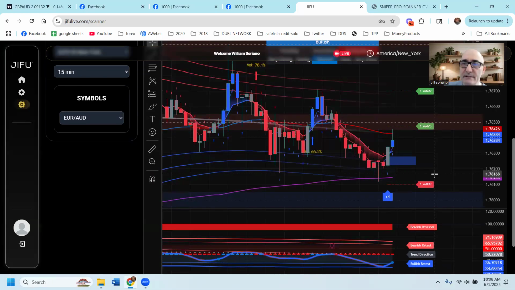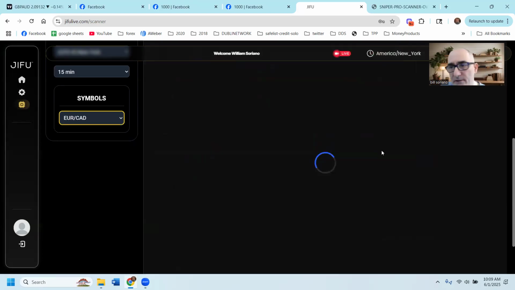So this is a trade that we'll have to watch this week. I'll try to keep an eye on it. I made a note of it. Try to watch this week to see what it does. Okay, the next one we're going to look at is EURCAD.